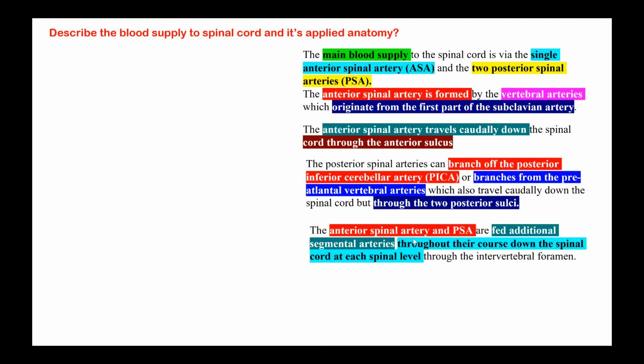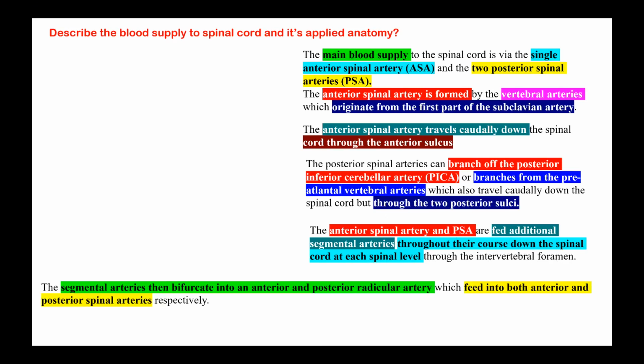One single anterior spinal artery and the two posterior spinal arteries are not sufficient to supply blood to the entire spinal cord. So there are additional supplementing vessels, the segmental arteries, throughout their course down the spine at each spinal level through the intervertebral foramen. These vessels, which additionally supply the spinal cord, all travel into the spinal canal through the intervertebral foramen.